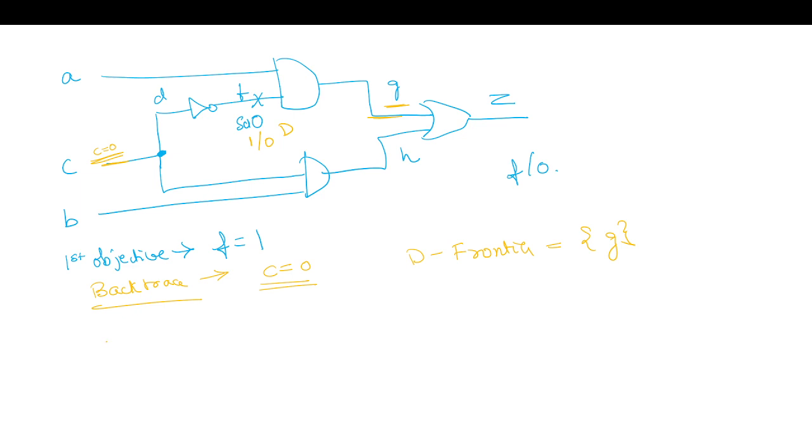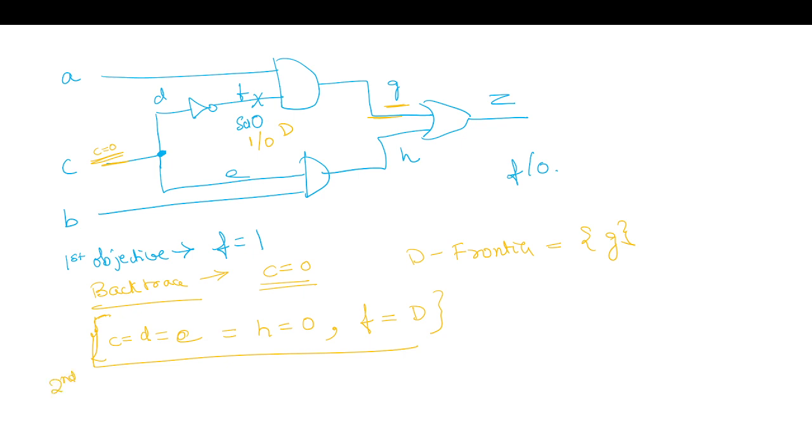Now with this simulation, we will get C is 0, D is also 0. And because of this 0 input here, this is E, so E is also equal to 0. And because of it, H is also equal to 0. If H is 0, the F is actually D. With one simulation, we have obtained all these values from the backtrace. Now, if this was not satisfying, then we could have taken C equal to 1.